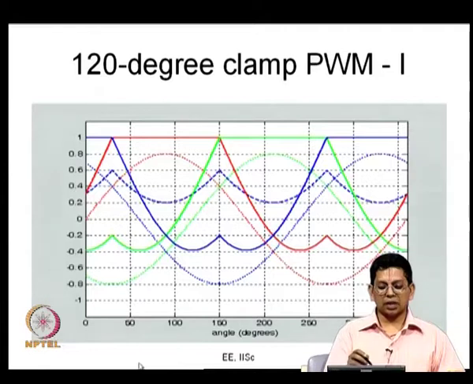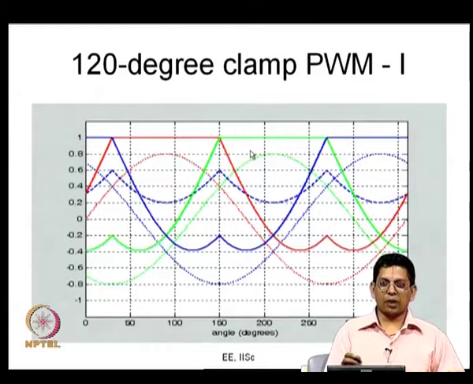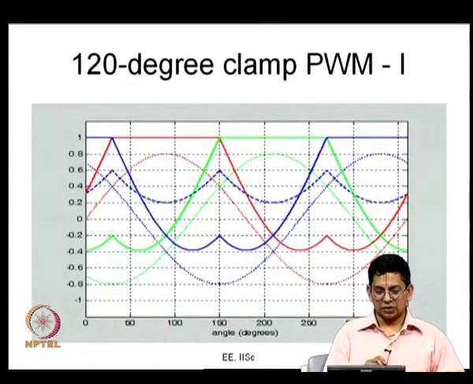If you subtract that common mode component from MR star, you will get your original MR. Or you start from MR, MY, MB, add this common mode component, and you get this MR star, MY star, MB star. Compare with the triangular carrier, and you can produce the same PWM signals, right.